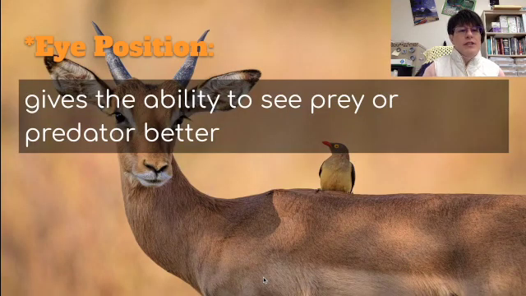Also, eye position is very important. This gives the ability to see prey or a predator better. This impala has eyes on the side of its head. Prey species tend to have that because that way while they're eating, they can see off to the sides of them and be on full alert still. Whereas predators tend to have eyes in the front of their heads so that they can have better depth perception when hunting.